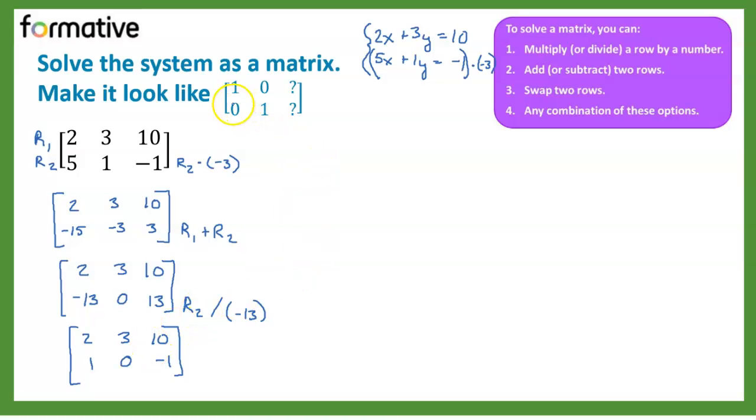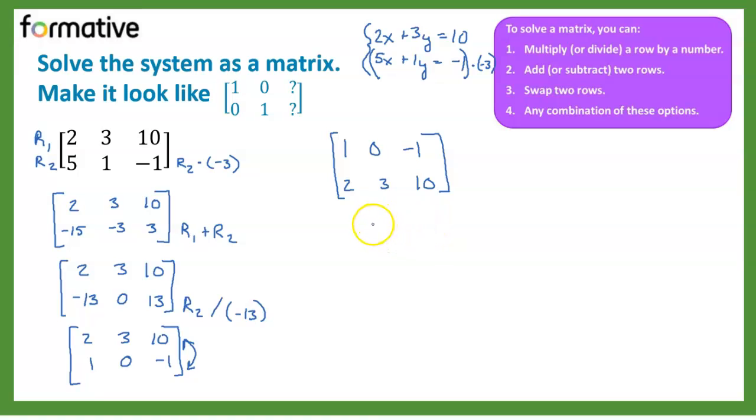Now we do tend to like to have our x value on top, so I'm going to swap these two rows. So after we swap, we get 1, 0, negative 1 on top, and then 2, 3, 10 on the bottom.